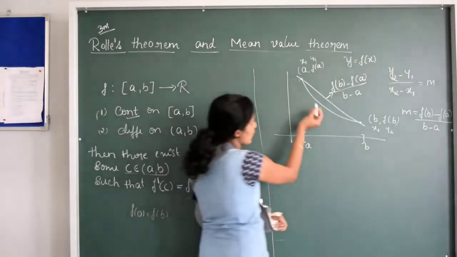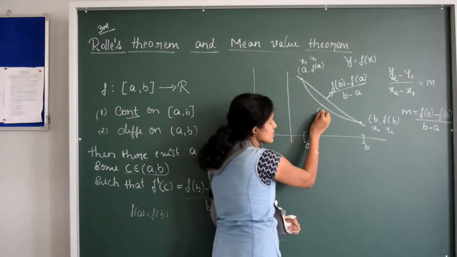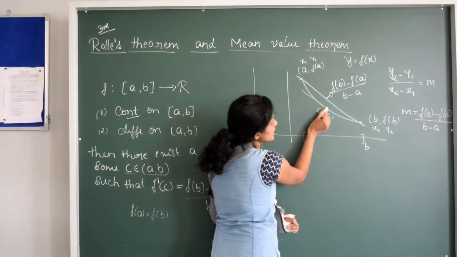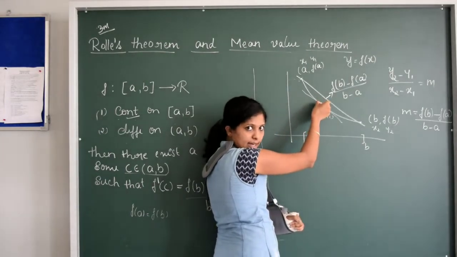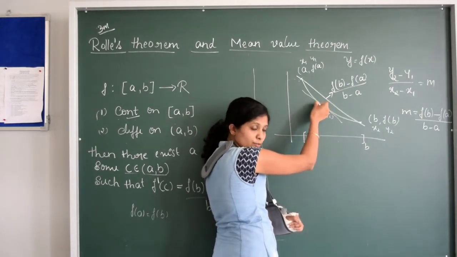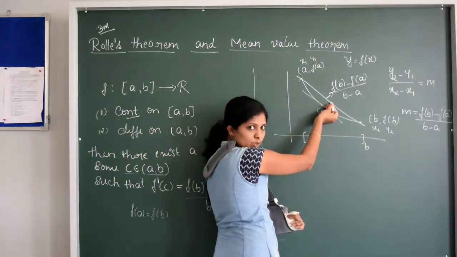Now, there exists some c that belongs to the interval. I can find one c here, right? The point will be c comma f of c. We can draw one tangent at this point. Is it clear? We can find one c on this graph and we can draw a tangent at this point. That tangent will be parallel to this line.